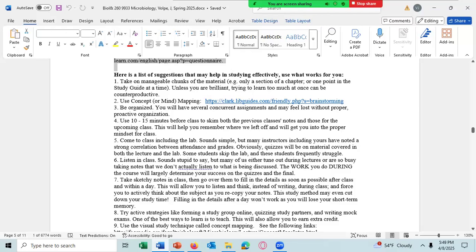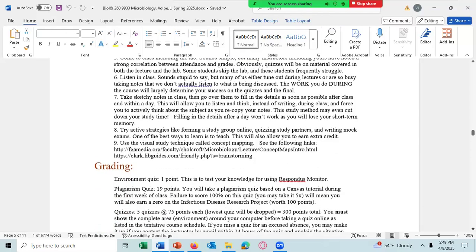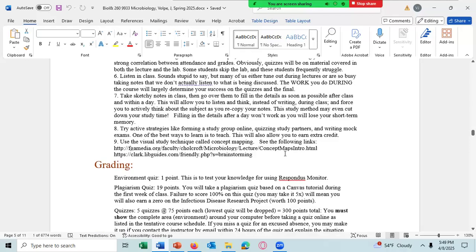Try active strategies for learning, such as forming a study group online, quizzing your study partners, writing mock questions, exam questions. One of the best ways to learn is to teach. If you do form a study group, I will also give you extra credit for that. Use visual studying techniques called concept mapping. All right, any questions about any of that?